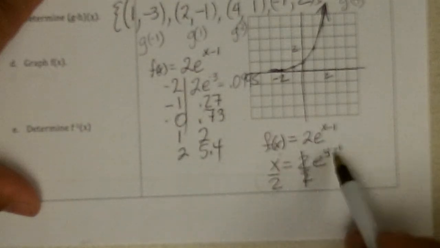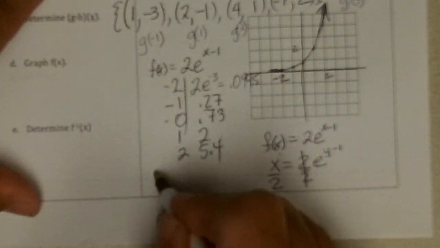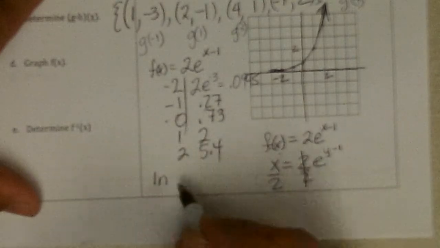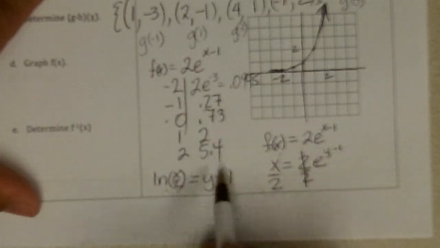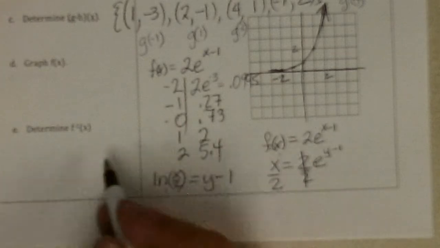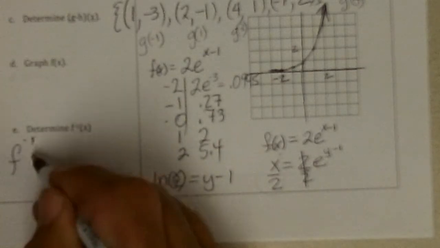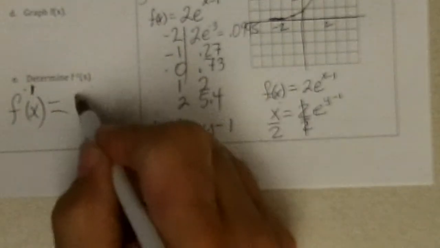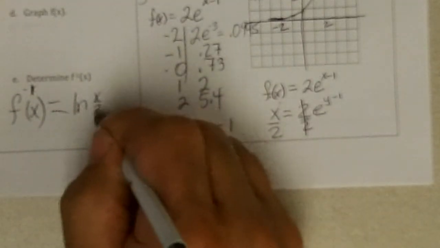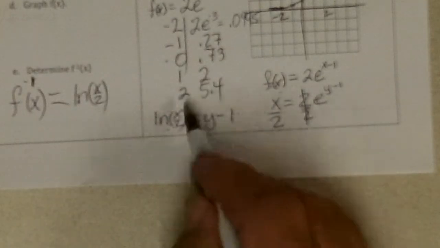Now I've got to solve for the power, so I write this as a log, and the base is e. So I'm going to write, to what power do I take e to get x over 2, and that's to the y minus 1. And so I'll add 1 to both sides, and I get y equals, or f inverse of x is ln of x divided by 2, plus 1.